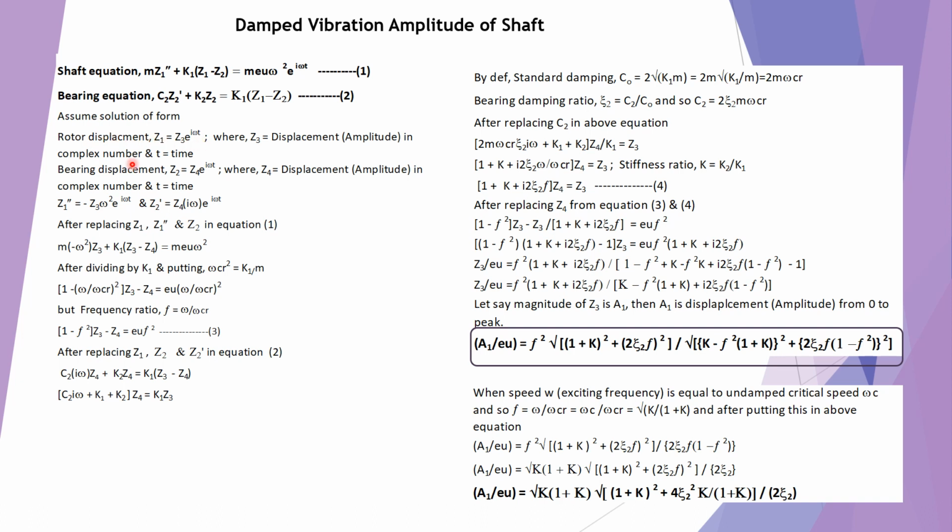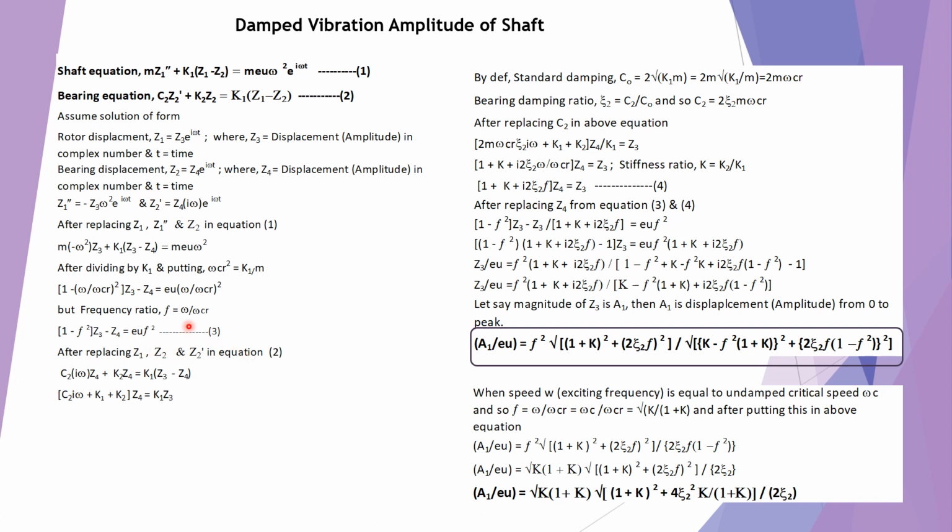In the same way, assume the solution: rotor displacement Z1 is equal to Z3 into e to the power i omega t, and bearing displacement Z2 is equal to Z4 into e to the power i omega t. Again, putting Z1 double dash and Z2 in equation number 1 and simplifying, we get (1 minus f square) into (Z3 minus Z4) is equal to e_u into f square.